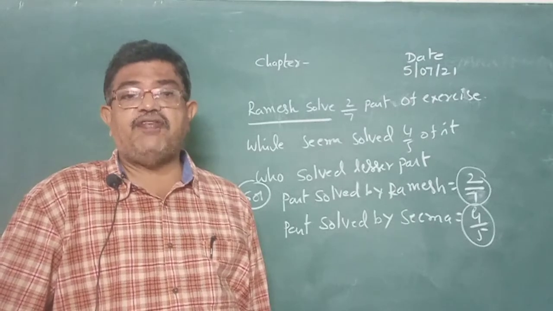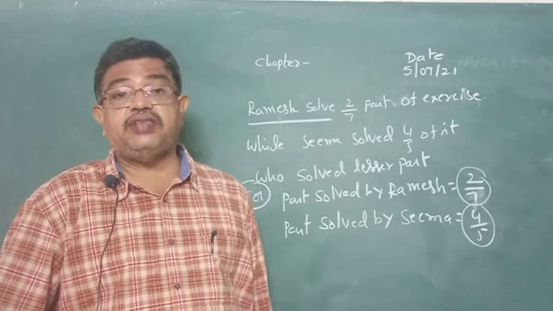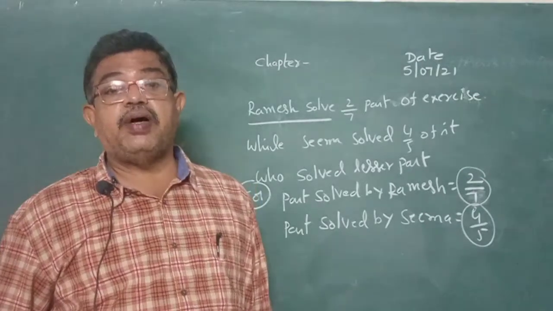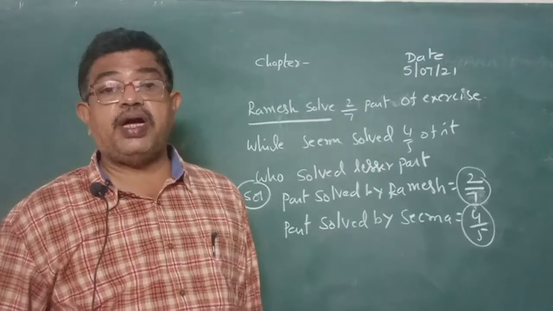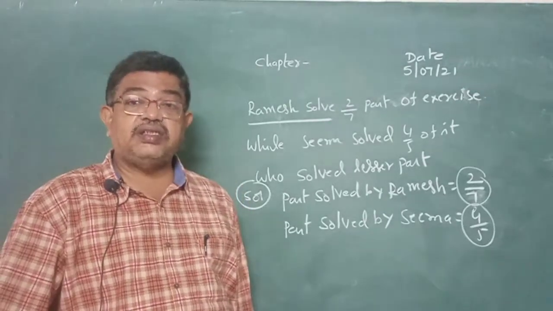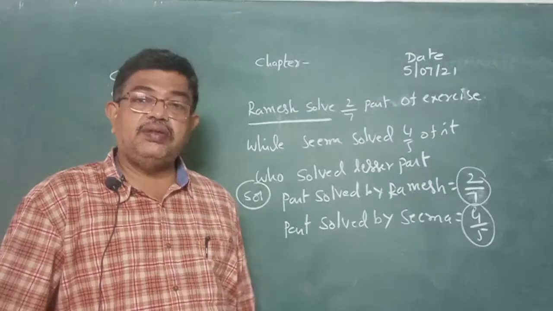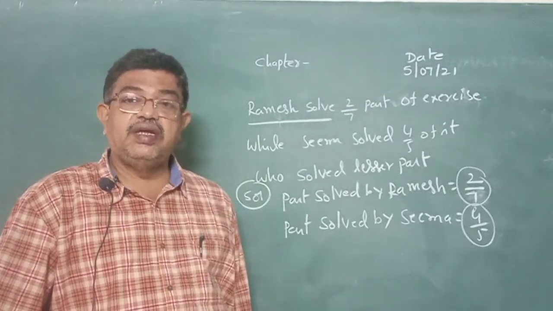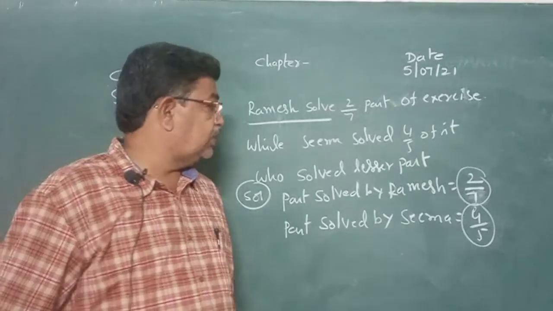Now you are comparing fractions. In comparing fractions, they must be like fractions. That is a very important point you have to remember. What are like fractions? Fractions having the same denominator are called like fractions. This is another definition you have to remember. In comparison of fractions, you need like fractions. If the given fractions are not like fractions, you have to convert them into like fractions.